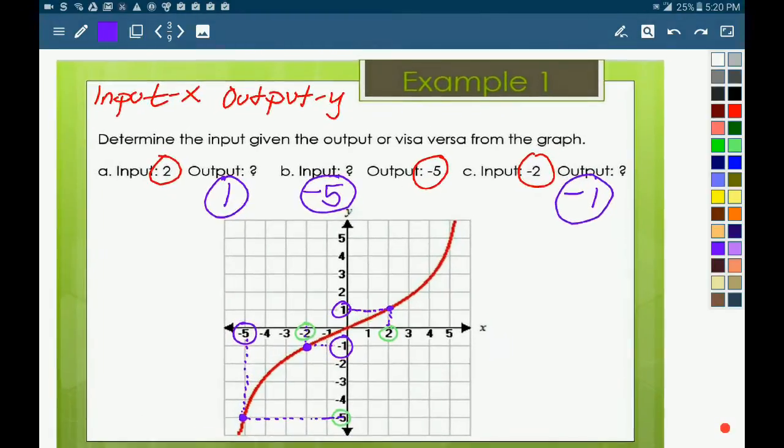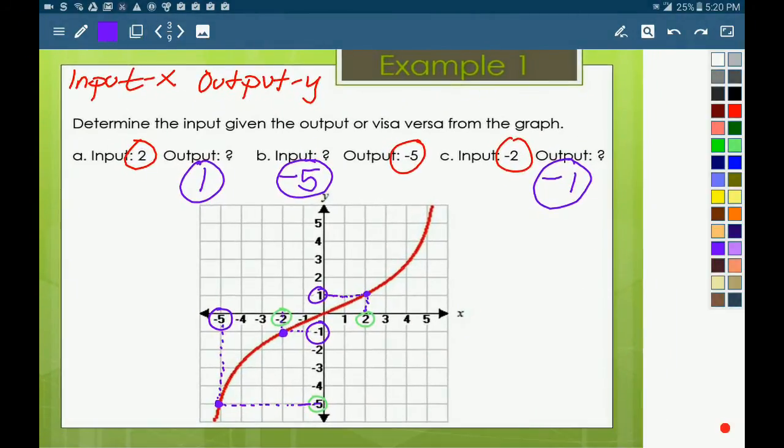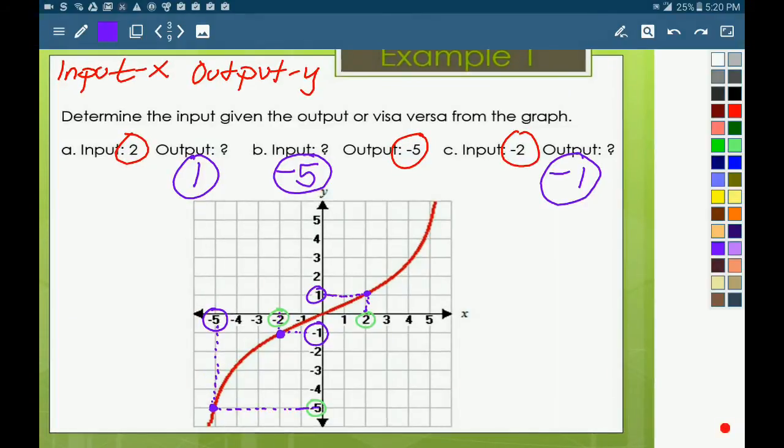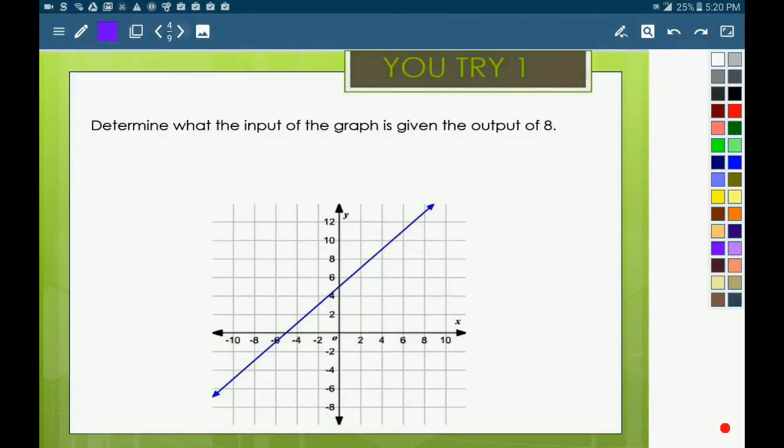Okay, so when you're asked to give one or the other, you're basically just reading the graph where those values are and being able to identify which one's x and which one's y. So let's have you guys give this a try.